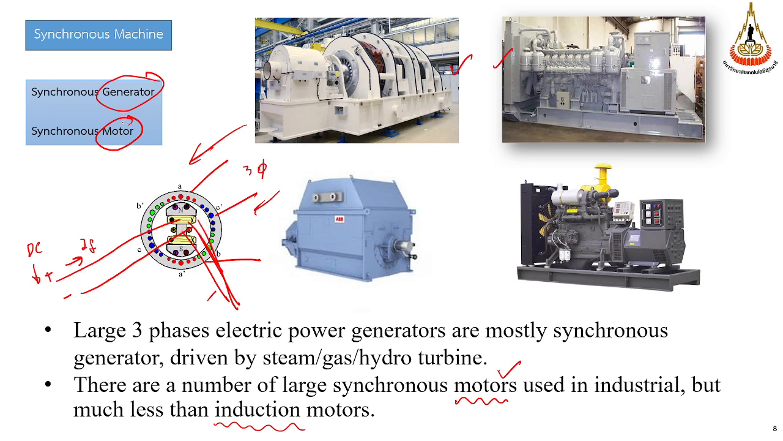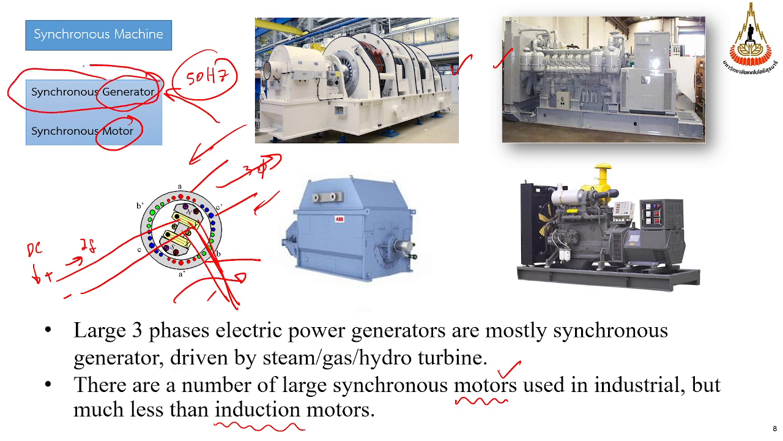But if we move it, we get three-phase power, and it's easier to control the frequency to 50 Hertz. Easier to control. So most AC generators are synchronous generators. Okay.